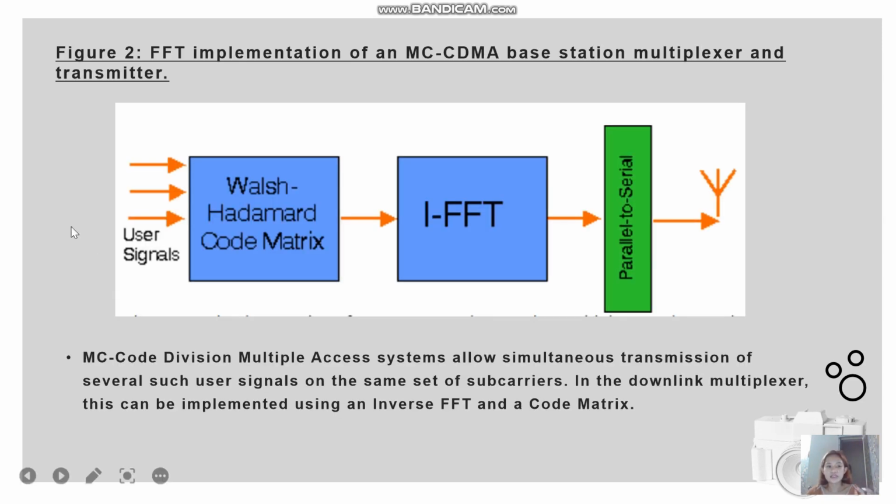The next figure is an FFT implementation of an MC-CDMA base station multiplexer and transmitter, where the MC code division multiple access system allows simultaneous transmission of several users' signals on the same set of subcarriers. In the downlink multiplexer, this can be implemented using an inverse FFT and a code matrix. This one is the code matrix, and this is the inverse FFT.